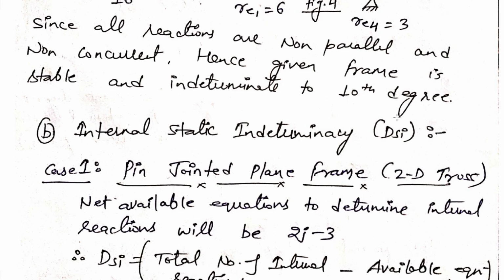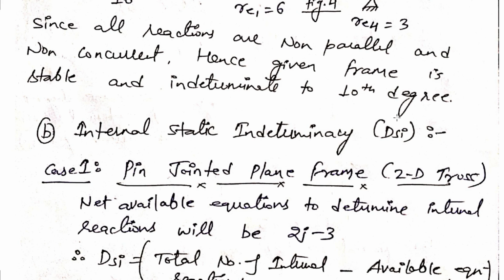If we are considering a truss, and in the truss we are having m members, then there will be m internal member forces, an axial force in each member. At each joint in the truss we are having two equilibrium conditions, that is summation of Fx equal to 0 and summation of Fy equal to 0. Let there be j number of joints. Hence the total equilibrium conditions available on all joints will be 2j.